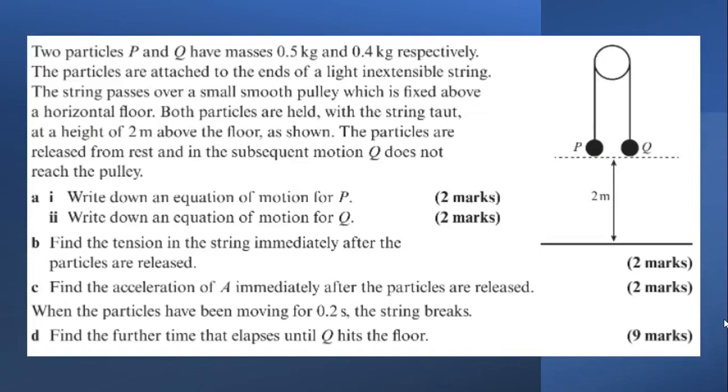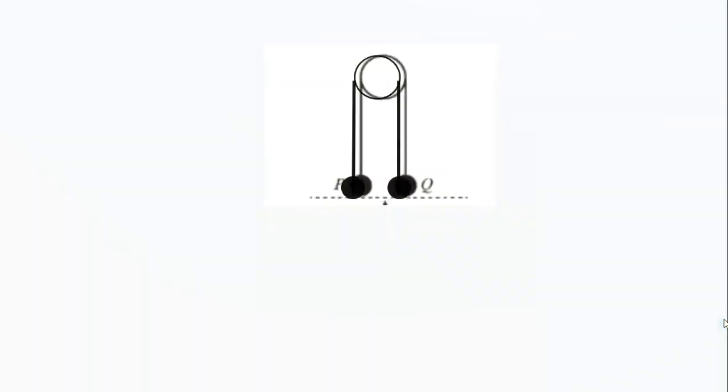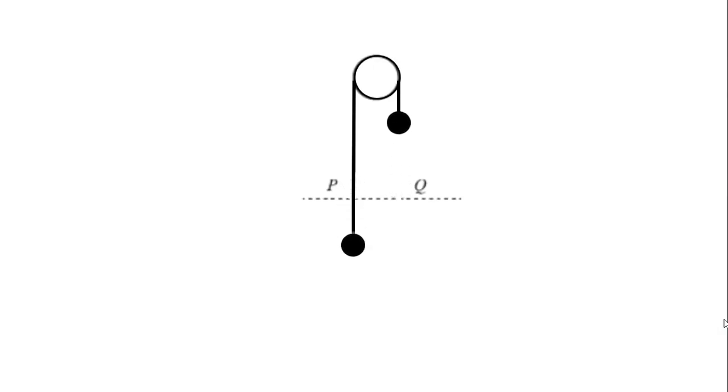Okay, so this question's got quite a lot of marks and it actually contains quite a lot of key ideas when it comes to connected particles. We start by observing a few things, and the first thing is thinking about how the particles will begin to move. Well, because P is heavier, it must start to move or accelerate in this way. That's important to note, and we are going to focus on P.